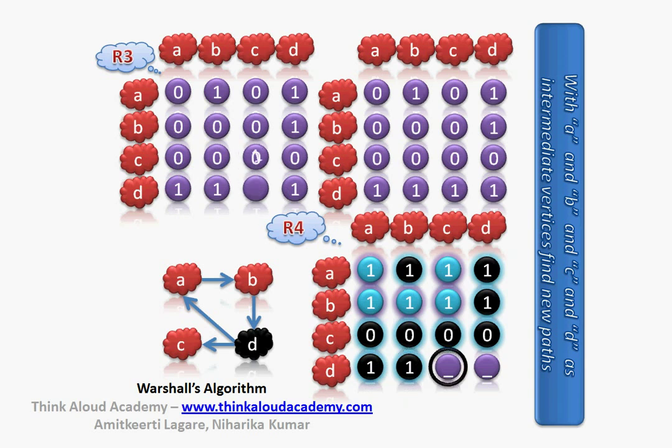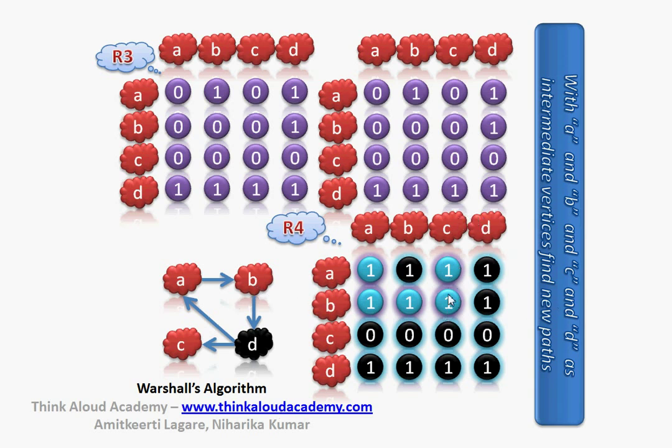Now to go from C to A with D, first I have to go C to D, then D to A. Now C to D there is no way, though D to A is possible. So there is no way of reaching C to A. So this value becomes 0. Now can I go from C to B via D? For that, first I have to go to D from C, which is not possible, though D to B is possible. So this value becomes a 0.